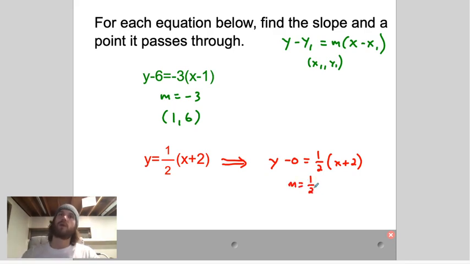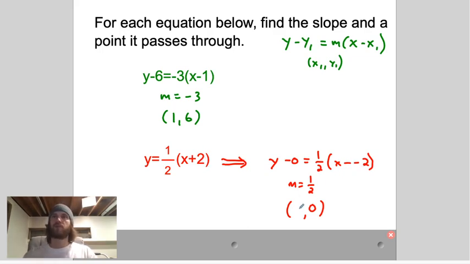The slope was pretty apparent before, but our slope is 1/2, and the point that it travels through is always what we're subtracting. Y minus 0, which means it travels through 0, and then here, well, that's not super clear because we're not subtracting, we're adding. So what you have to do is get creative. You have to rewrite it as x minus negative 2, because I know that x minus negative 2 is the same as x plus 2.